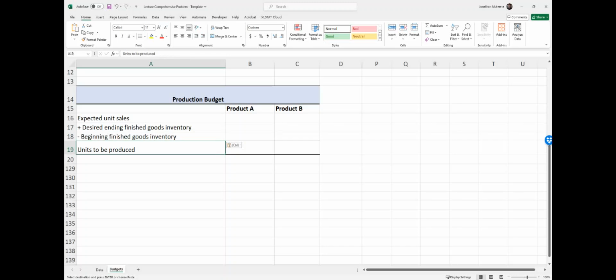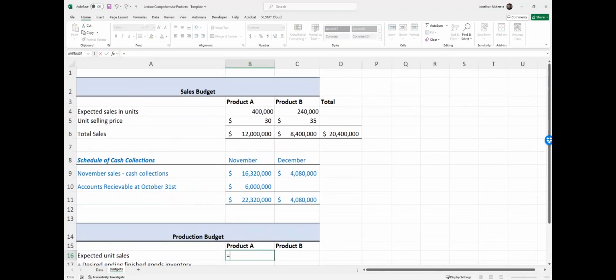So again, one more time, how many units do we expect to sell? How many units do we intend to hold on to? Subtract the units that you already have on hand, and that will give you the units to be produced. So the units that we expect to sell come from the sales budget.